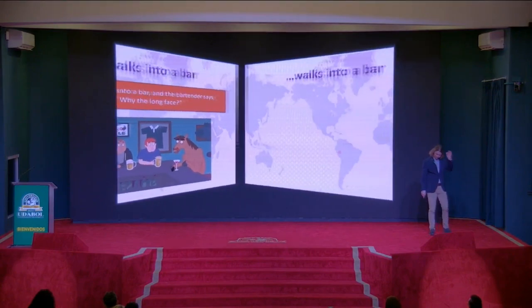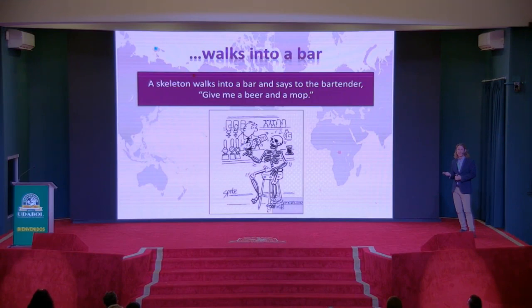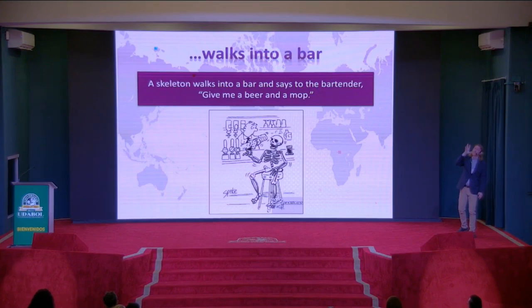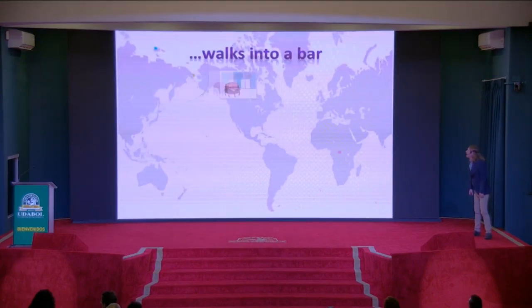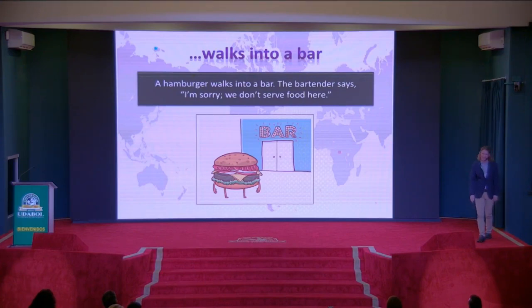Let's try another one. A skeleton walks into a bar and says to the bartender, "Give me a beer and a mop." Do you get it? So the skeleton drinks the beer, and then he has to mop it up. All right, that one's less successful. How about this one? A hamburger walks into a bar. The bartender says, "I'm sorry, we don't serve food here." That's good.